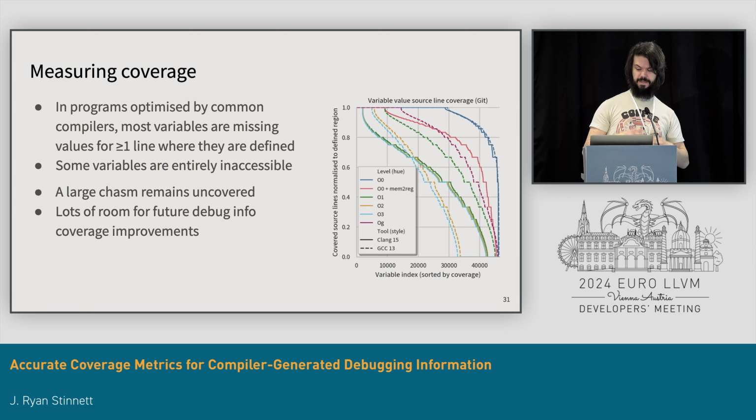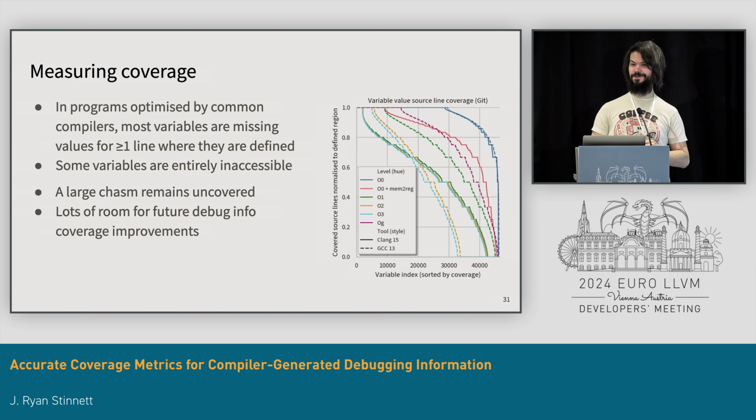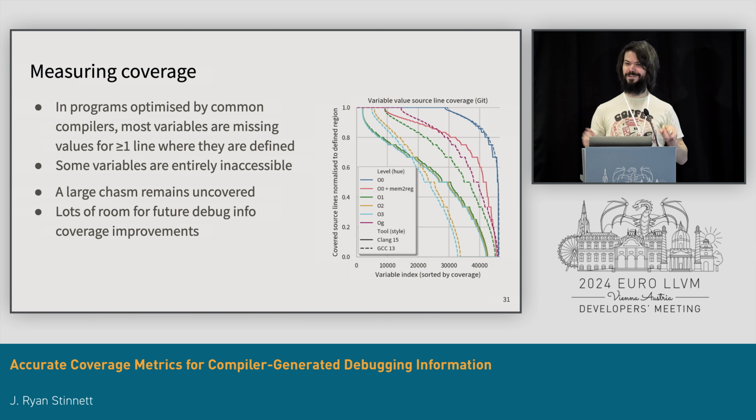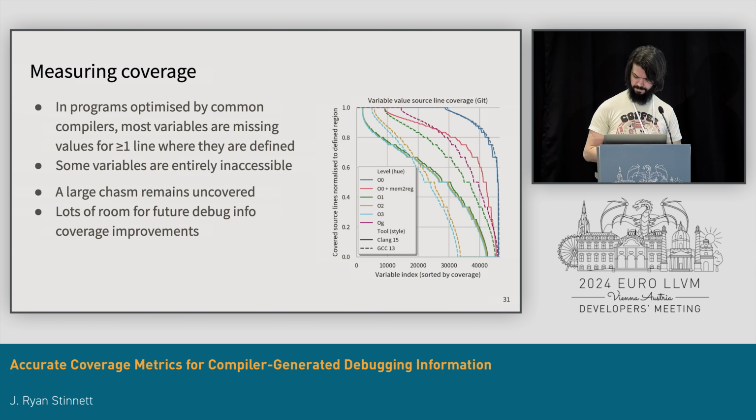So I just want to highlight that there's a lot of room for improvement in debug info. If you're interested in debugging workflows, there's a lot of work that can be done to really improve that and give everyone a better experience, especially with optimized programs. Let's see, what else to say from this?